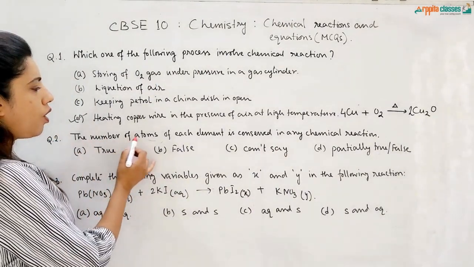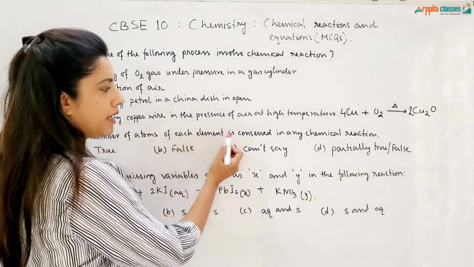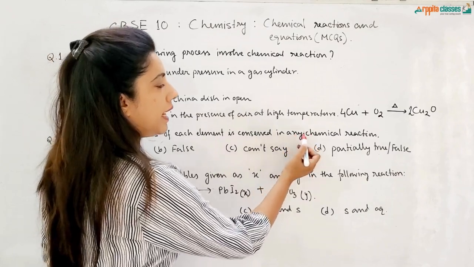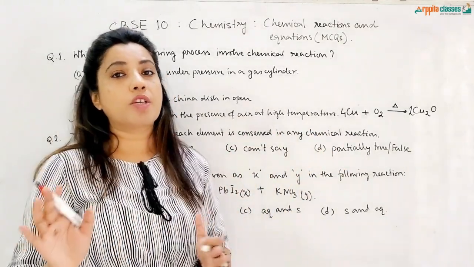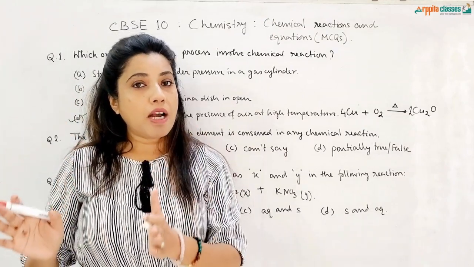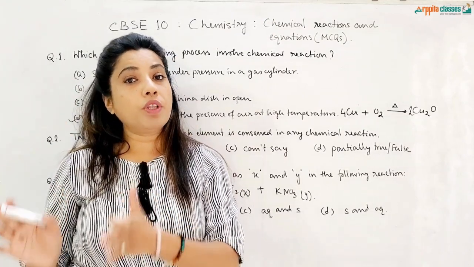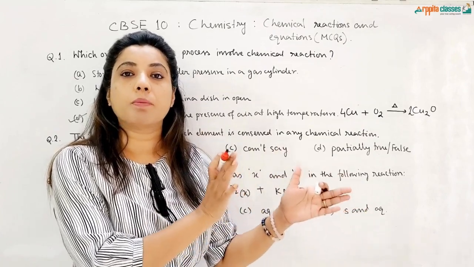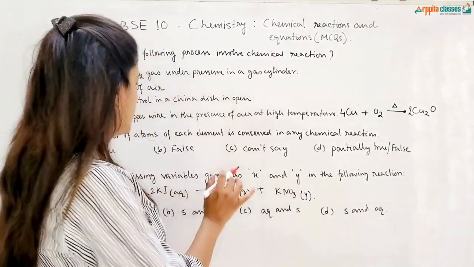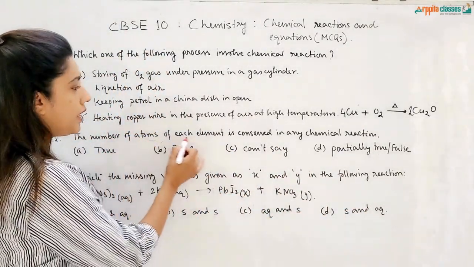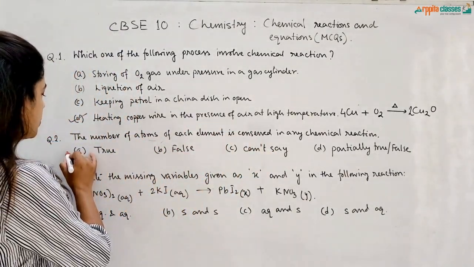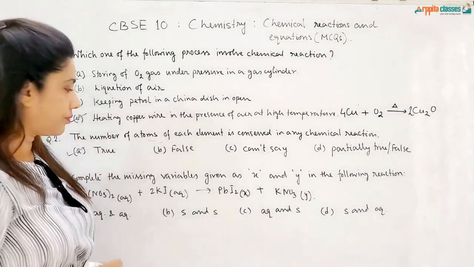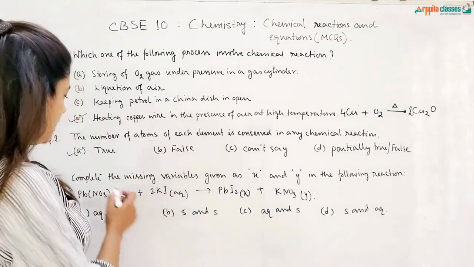The number of atoms of each element is conserved in any chemical reaction. In any chemical reaction, we know according to conservation of mass, the total mass of the reactants before the reaction should be equal to the total mass of the products after the reaction. So here it is saying number of atoms of each element is conserved, and that is completely true. So the answer will be true. Come to the third question.